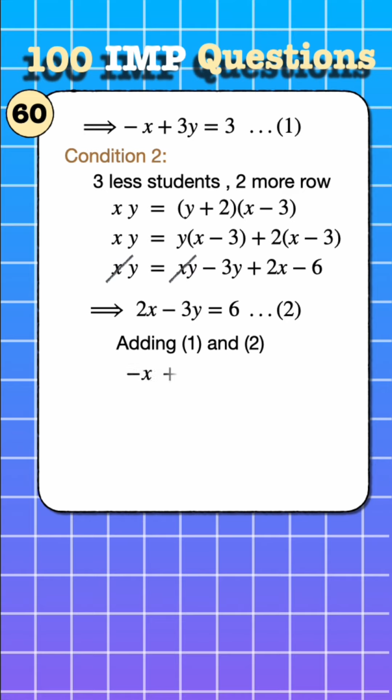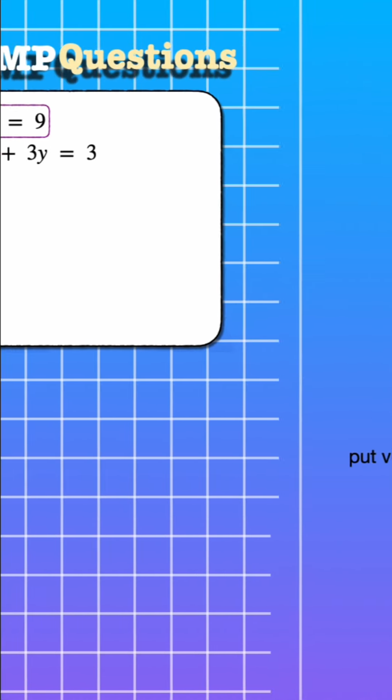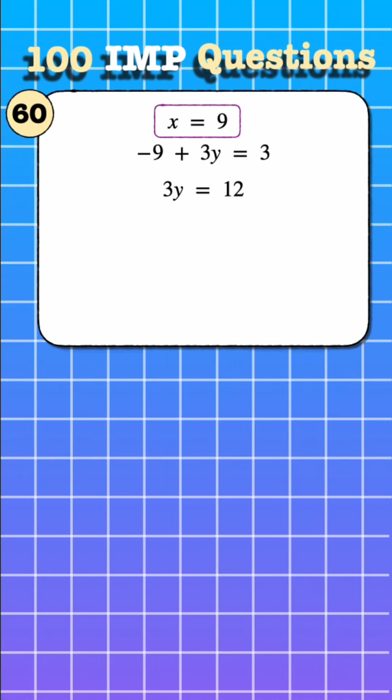So if you add the two equations, minus x plus 2x will give you x, plus 3y minus 3y will get cancelled, and 3 plus 6 is equal to 9. So we got x is equal to 9, the value of the variable. If you put this value of x in equation number 1, we will get minus 9 plus 3y equal to 3. So 3y is equal to 12 and y equal to 4.